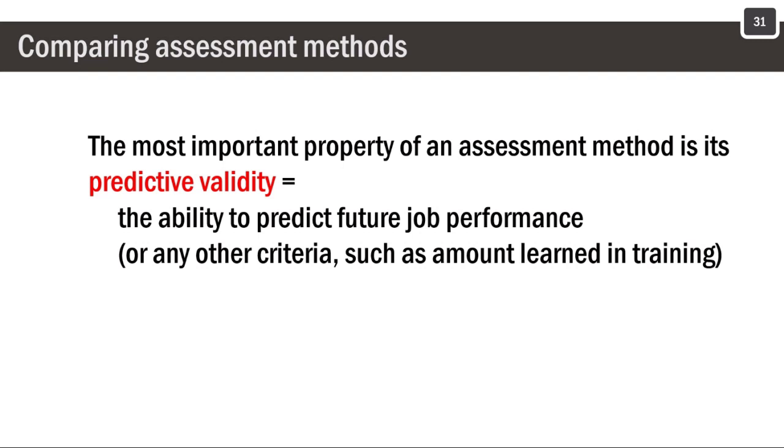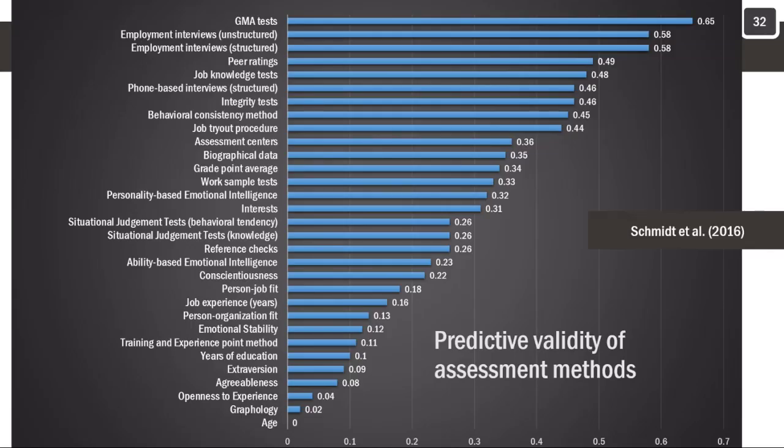And here, all popular assessment methods listed in the order of decreasing predictive validity. And the winner is, drum roll please, the winner is general mental ability, closely followed by employment interviews. If you look at the graph closely, you will see that some popular assessment methods are only half as good as GMA, and others, like years of education, appear nearly useless.